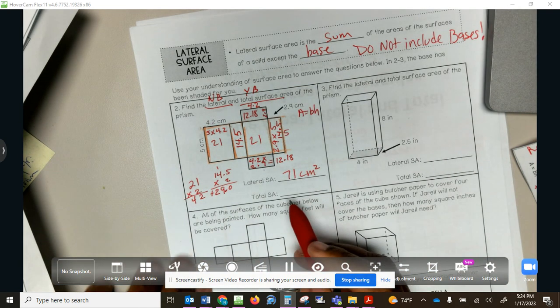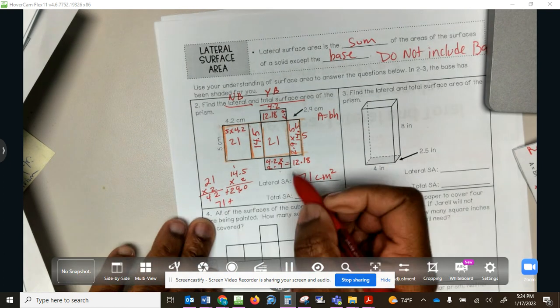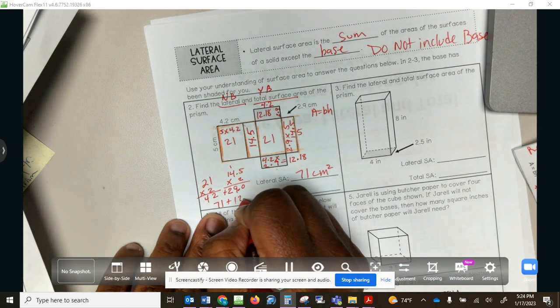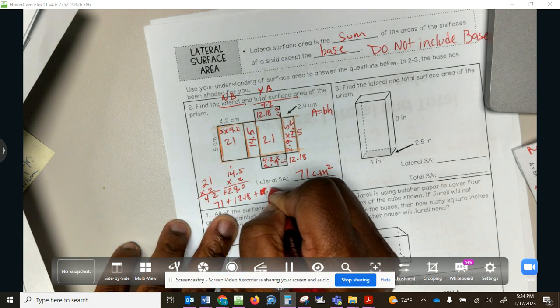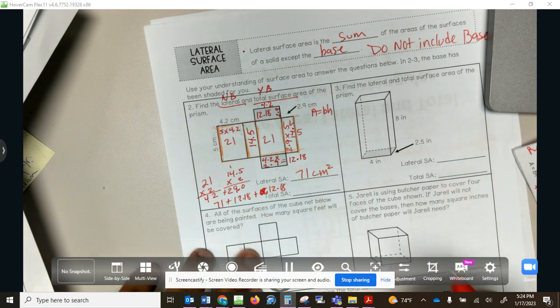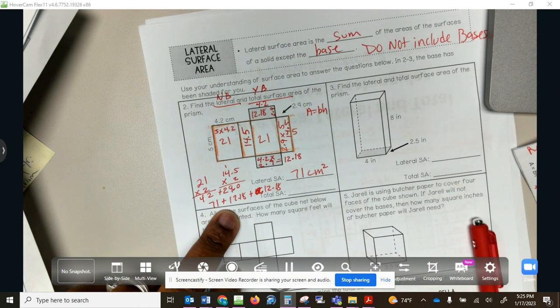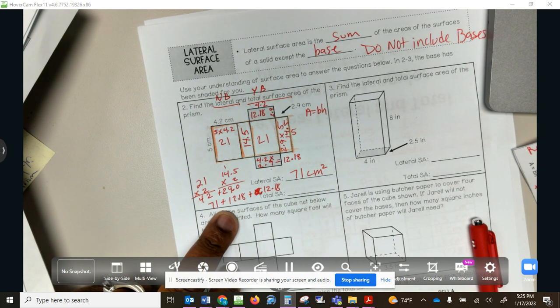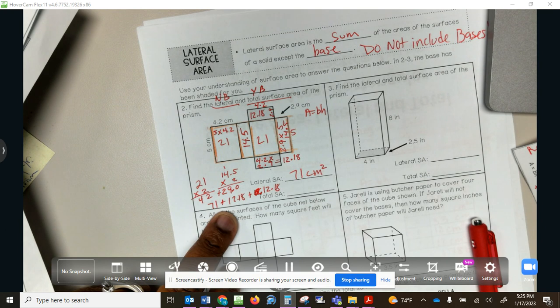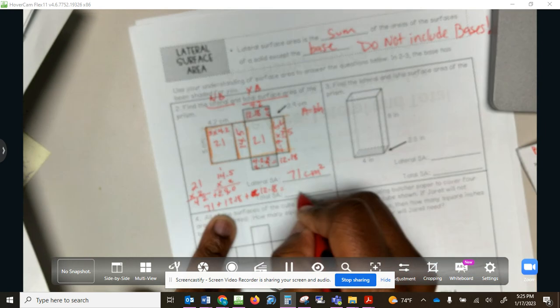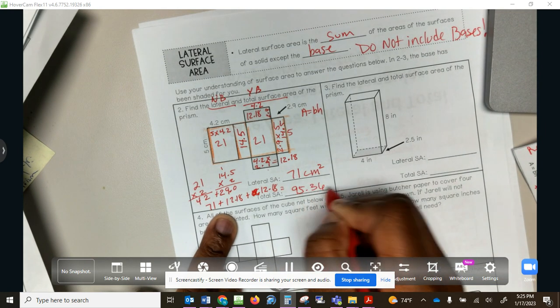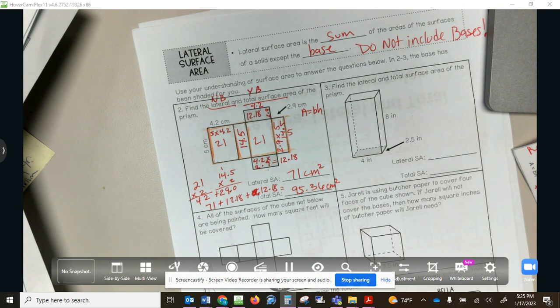So now for total surface area, I got 71 plus 12.18 plus 12.18. And when I add those up, I get, let's see, 12.18 times 2, which is 24.36, plus 71, 95. So when I do that, I get 95.36 centimeters squared. Sounds like a lot, but it really isn't.